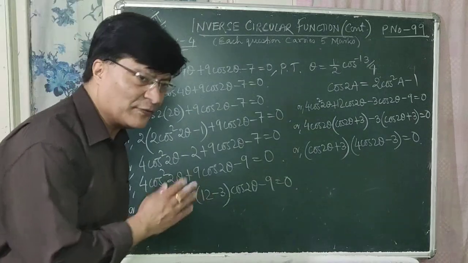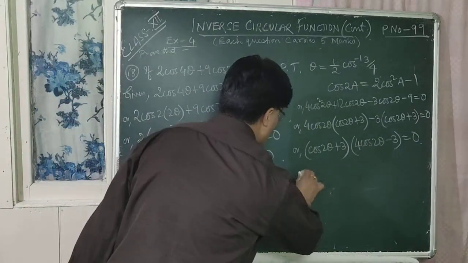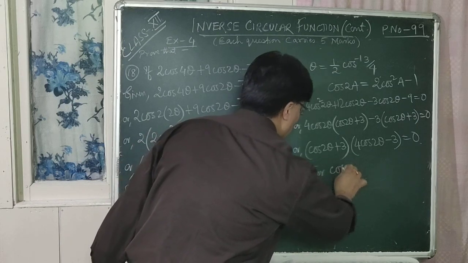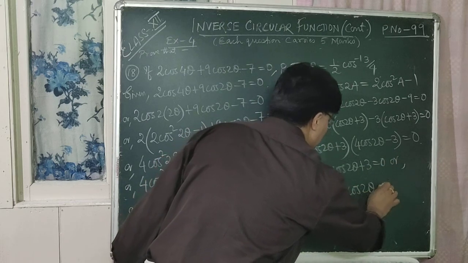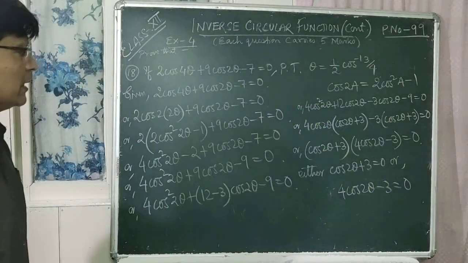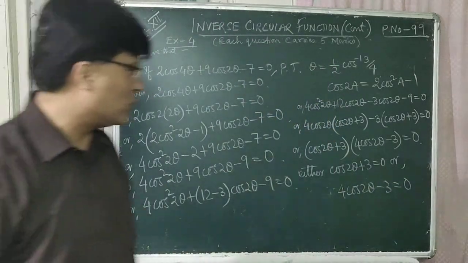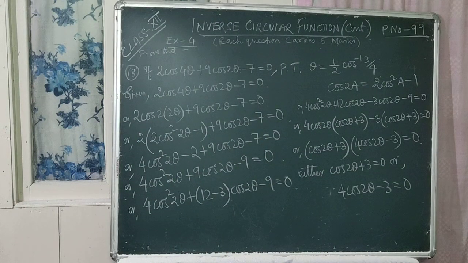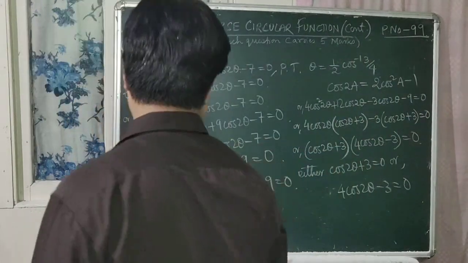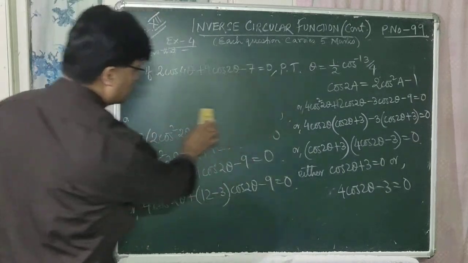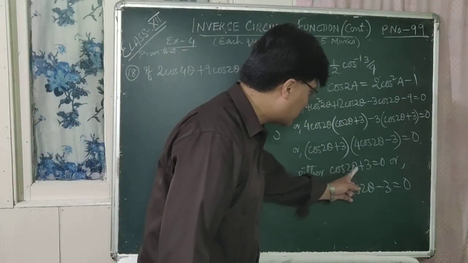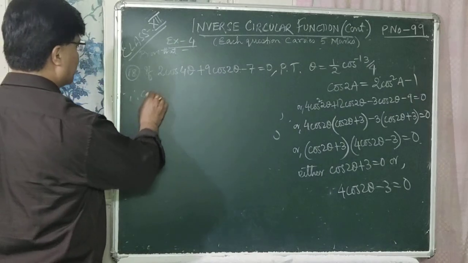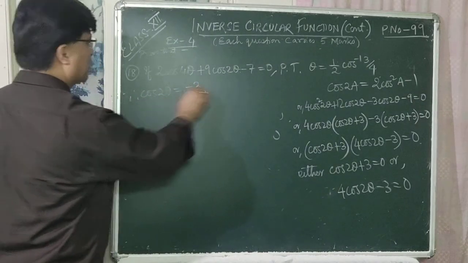Okay. So you can write either first factor is equal to 0 or second factor is equal to 0. So either cos 2 theta plus 3 is equal to 0, or 4 cos 2 theta minus 3 is equal to 0, right? So now, from the first equation, that is cos 2 theta plus 3 is equal to 0, what is the value of cos 2 theta? Cos 2 theta is equal to minus 3.